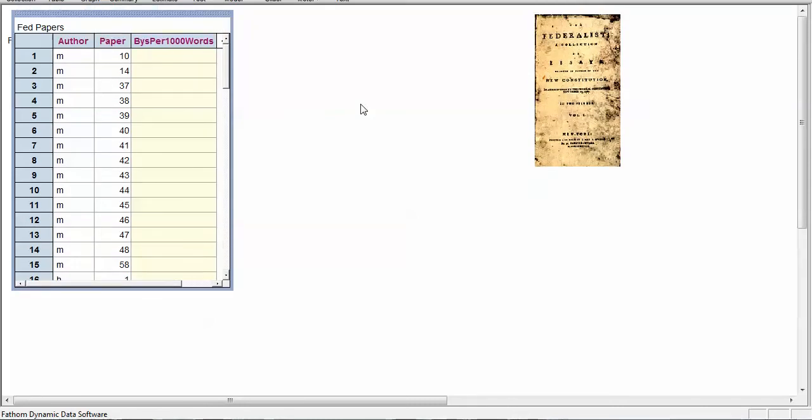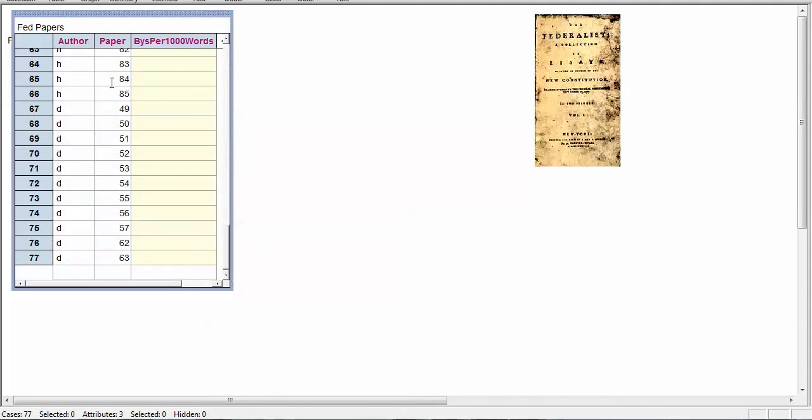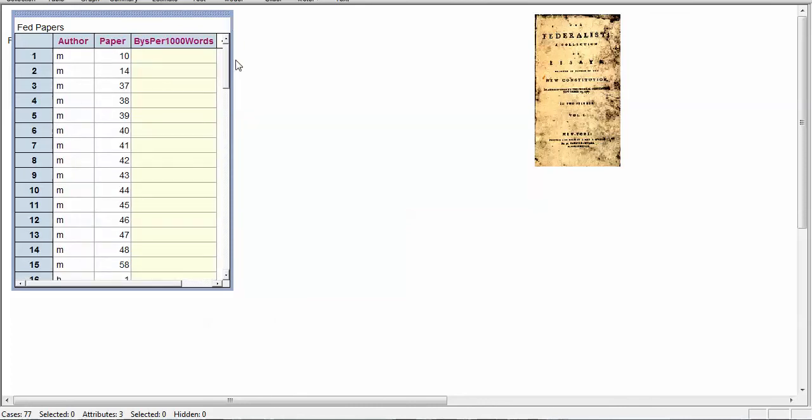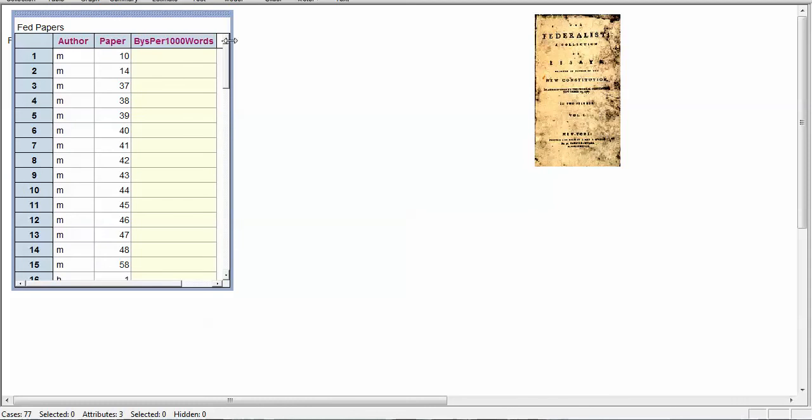The next thing that we're going to do is collect these statistics by paper. The reason why the papers are not in numerical order is we put them in order. Madison wrote these papers, and then Hamilton wrote all of these. And we didn't include the ones with John Jay, but we did include the disputed papers. So we have 3 types of papers: Madison, Hamilton, and disputed.